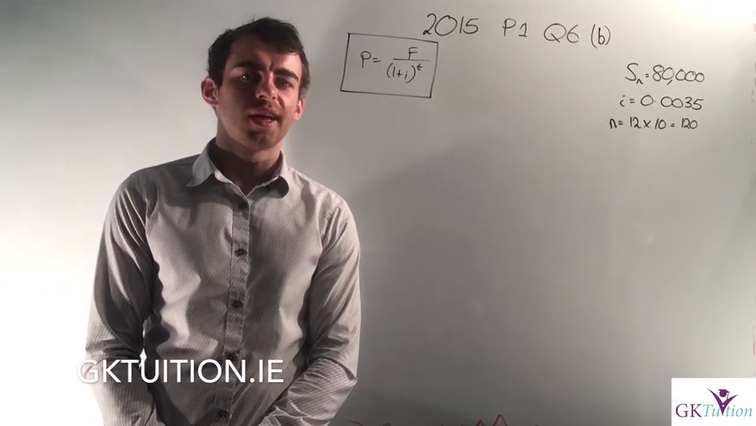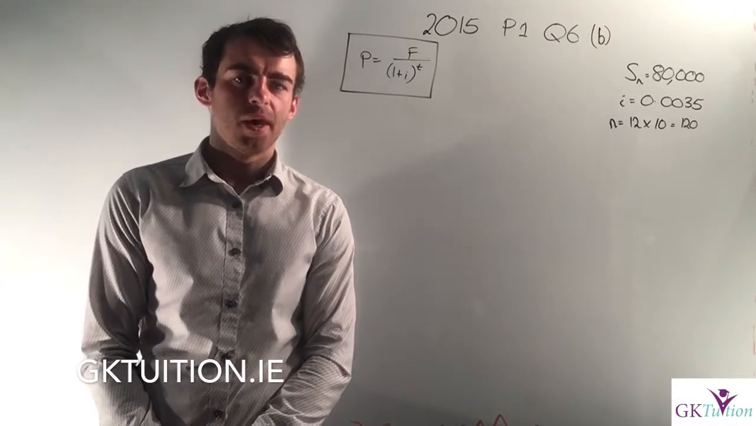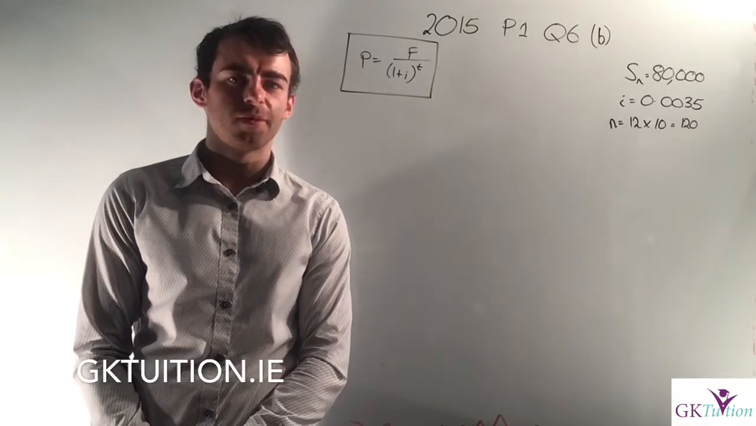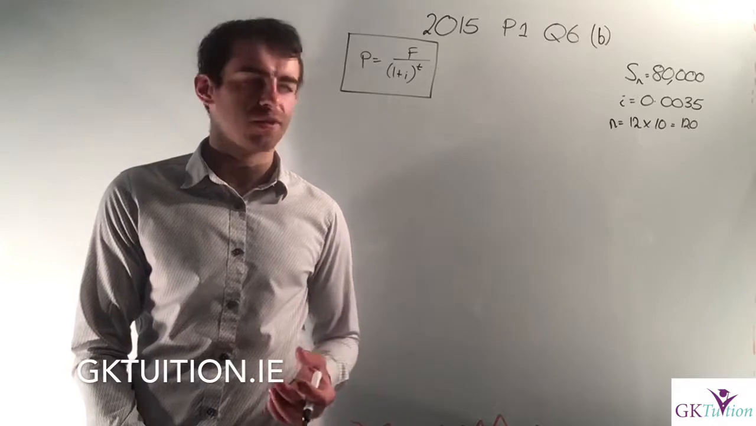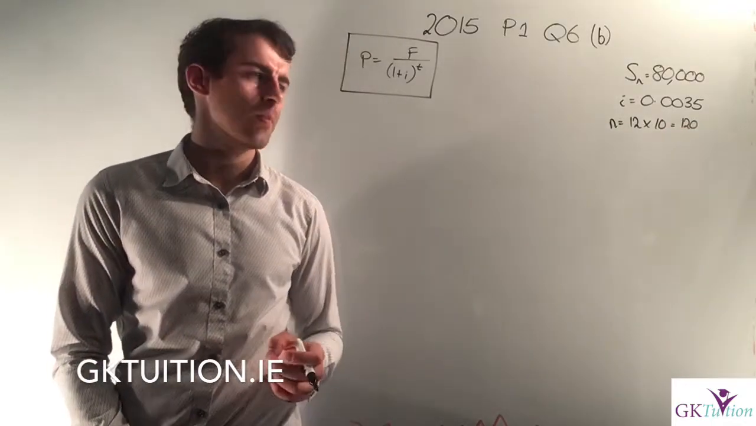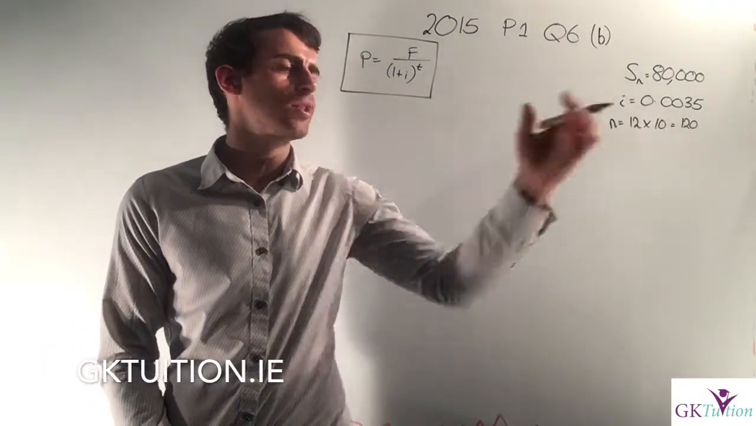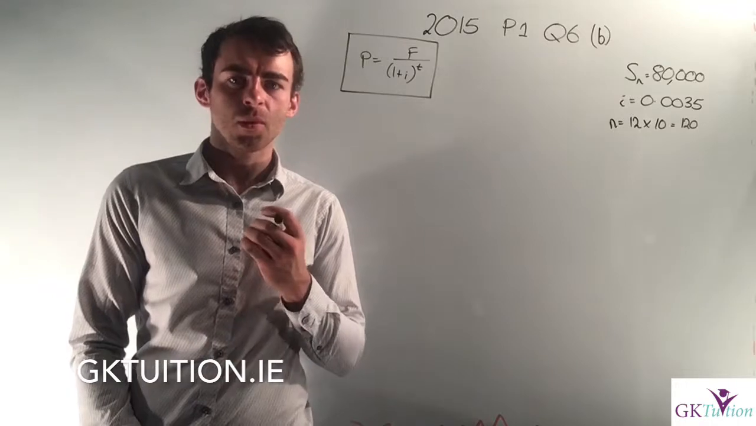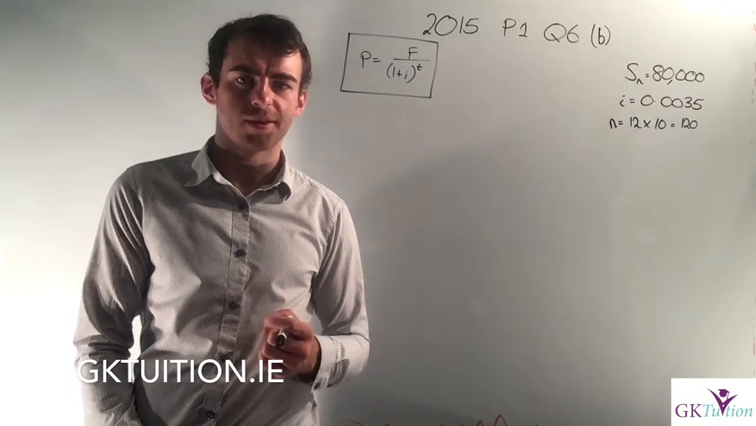Okay, so in the second part of this question, we're told that Donagh borrows €80,000. The monthly interest rate is 0.35%, and that he's going to pay back the same amount every month for 10 years. So 12 by 10, that means he's going to make 120 repayments. And the interest we're going to use, we divide the percentage by 100, it's 0.0035. We're asked to find the value of each of these equal monthly repayments.